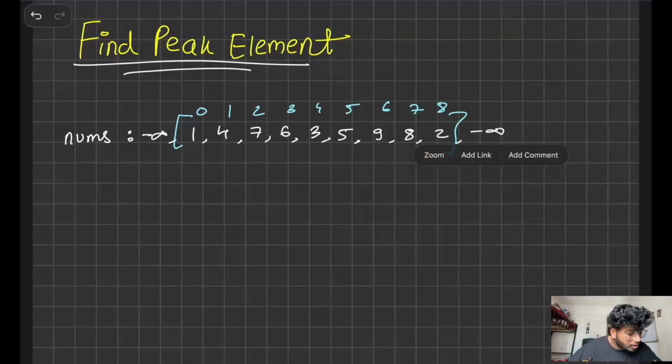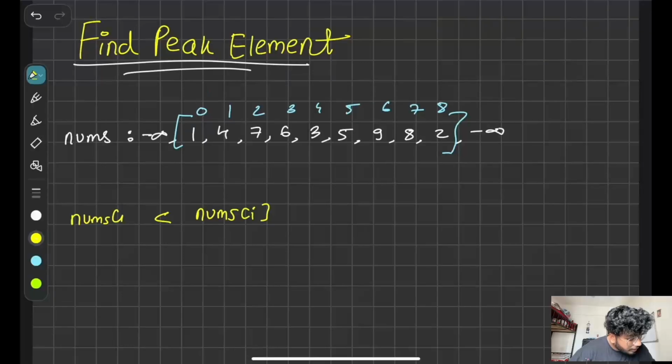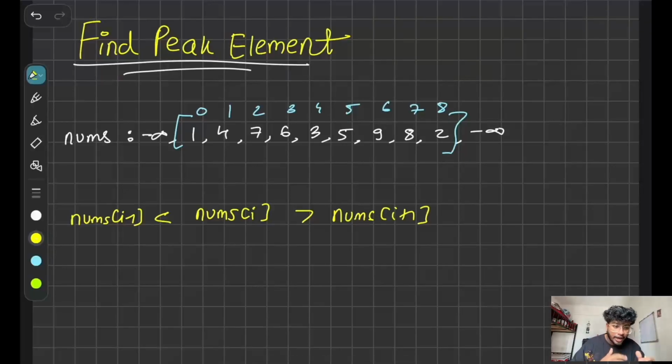So what is a peak here? An element nums[i] is a peak element if nums[i] is strictly greater than nums[i-1], and it is also strictly greater than nums[i+1]. This is the condition for a peak element as per the question.